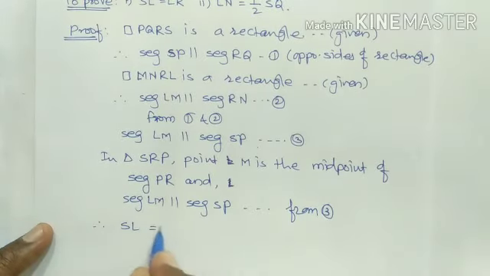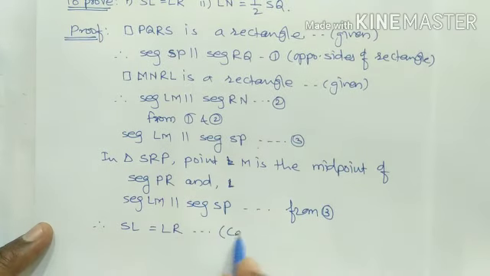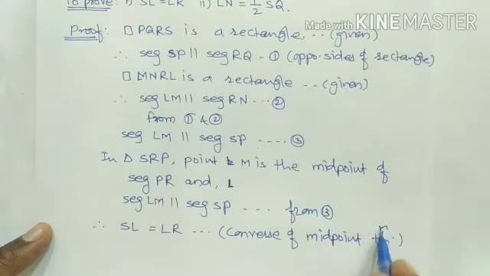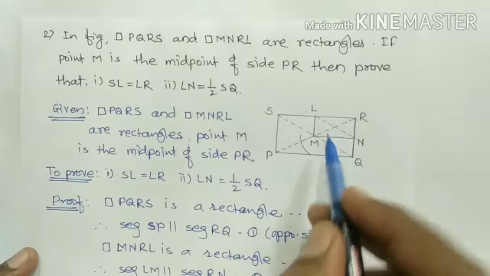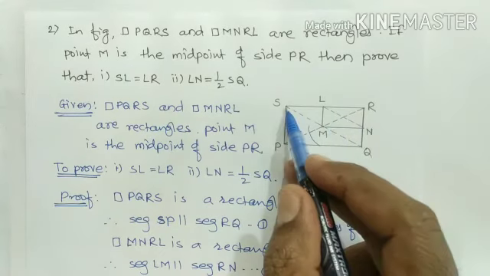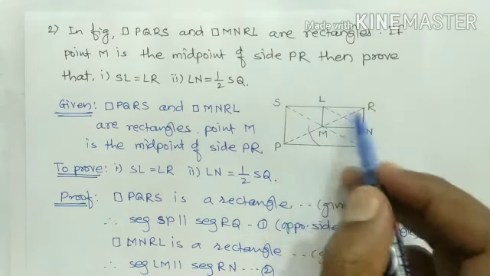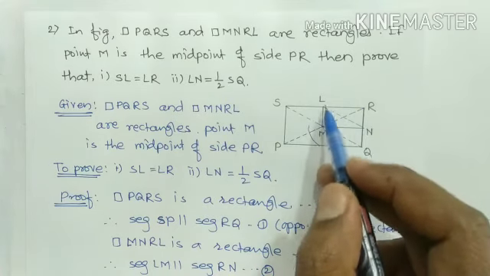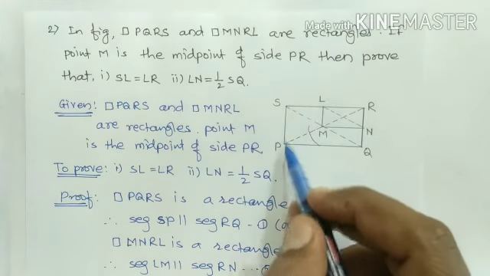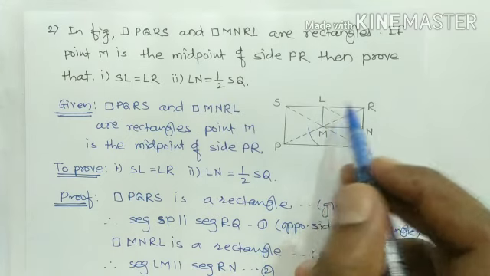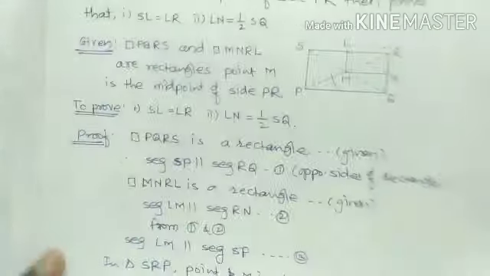SL equals LR by the converse of midpoint theorem. We just learned the converse of midpoint theorem. What does the converse of midpoint theorem say? A line passing through the midpoint of a side of a triangle and parallel to another side bisects the third side. That is, SL equals SR, and this is what we had to prove. Hence proved.